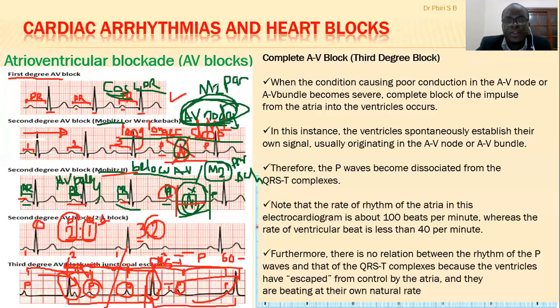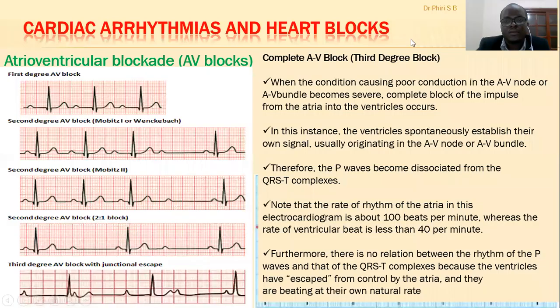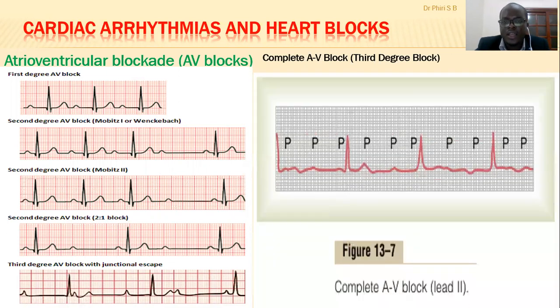Okay, so we are done with AV blocks. Maybe just another EKG tracing for you to appreciate the third degree AV block. This diagram was gotten from Guyton. You can see you have 1, 2, 3 P waves with one QRS complex. Here you only have 2 QRS complexes. So you can see for these P waves, there is no communication between the P waves and the QRS complexes.